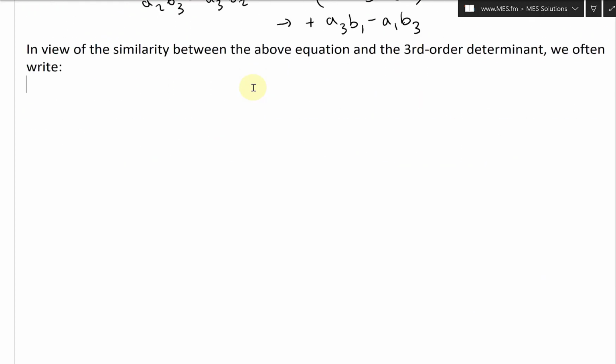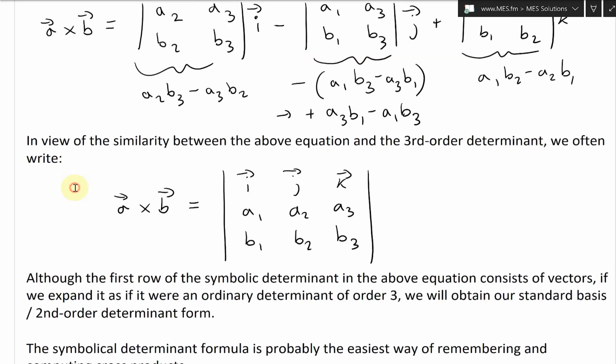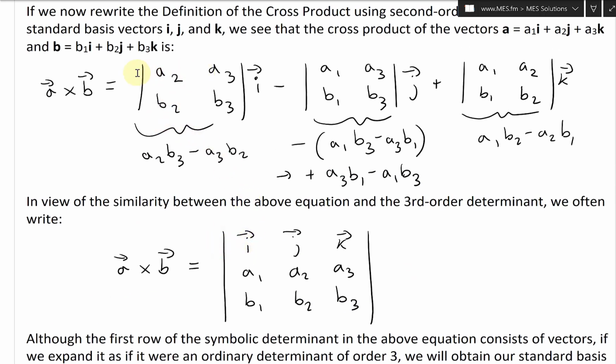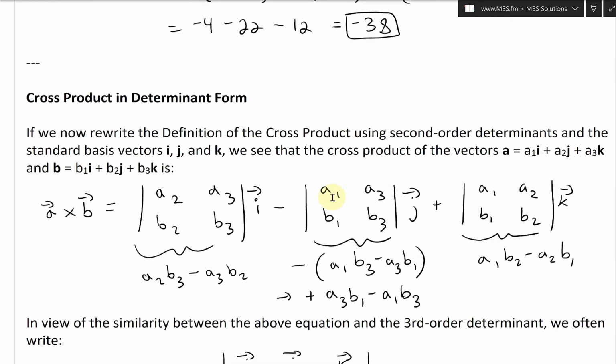So we could write this vector in determinant form: a cross b equals, and then we'll write the i vector, j vector, k vector, and then a1, a2, a3, b1, b2, b3, like that. And yeah, so for this determinant right here, you could apply the same rules, the same definition, and you'll get to this setup here. And then you solve this one, you're going to get to the exact same definition over here. All right, so let's continue further.